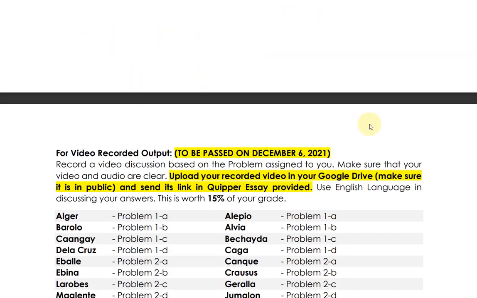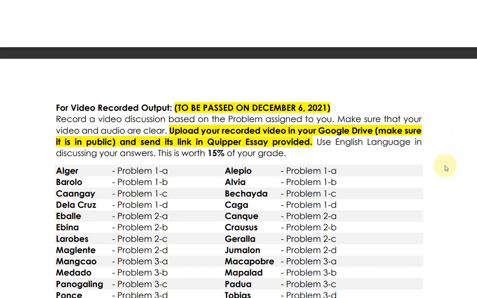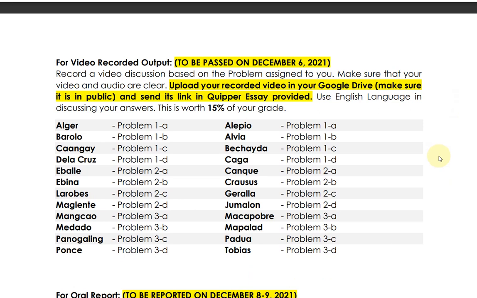And for your video recorded output, this is to be passed on December 6. So the problem set is due December 3, and the video recorded output on December 6. You're going to record a video discussion based on the problem assigned to you. There will be one problem assigned to each of you. So only that problem is what you will discuss in your video recorded output.